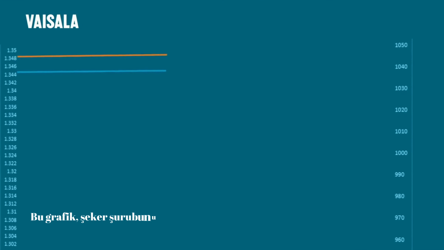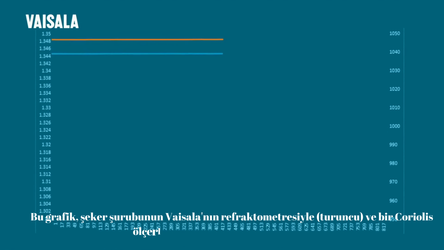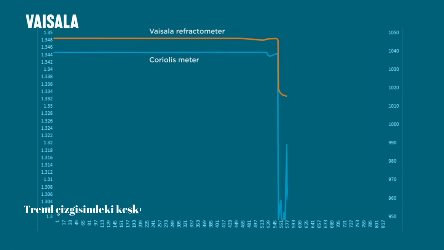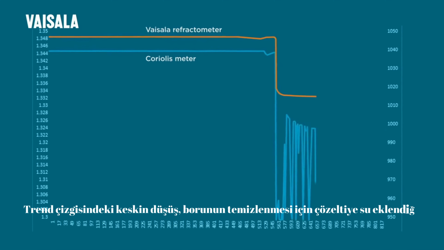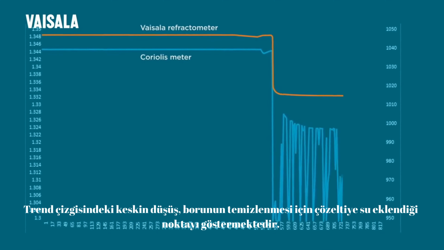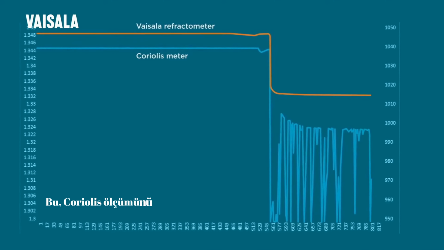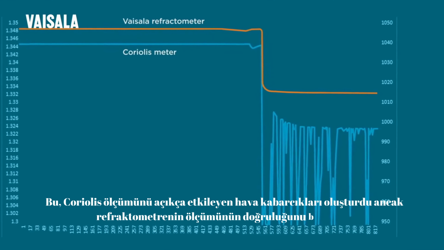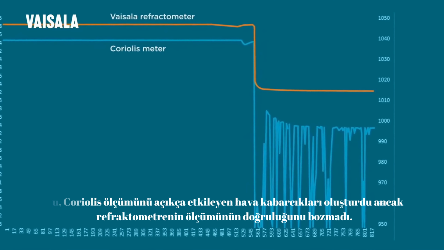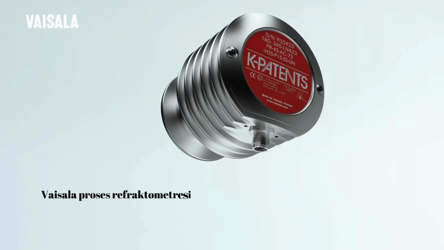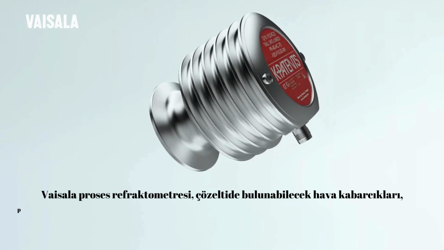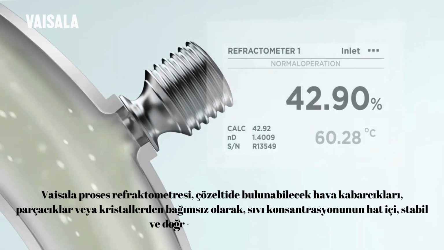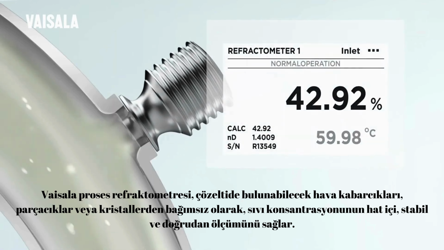This graph illustrates the measurement of sugar syrup by Vaisala's refractometer in orange and a Coriolis meter in blue. The steep drop in the trend line indicates the point at which water was added to the solution to flush the pipe. This introduced air bubbles that clearly affected the measurement by Coriolis, but didn't disturb the accuracy of the refractometer's measurement. Vaisala process refractometer delivers stable, direct measurement of liquid concentration in line, irrespective of entrapped air, particles, or crystals that can be present in a solution.